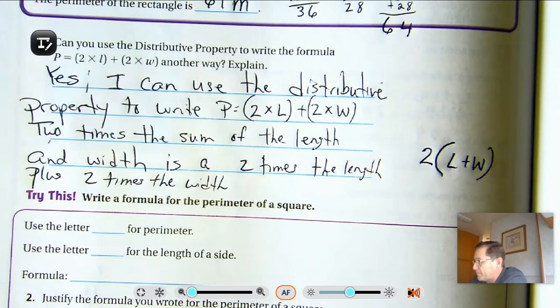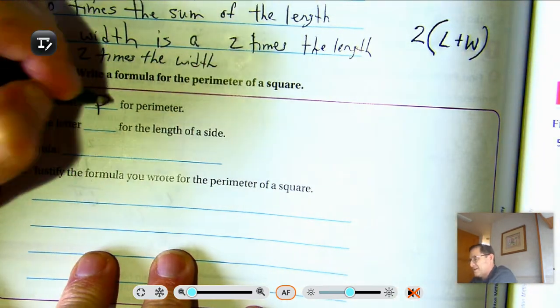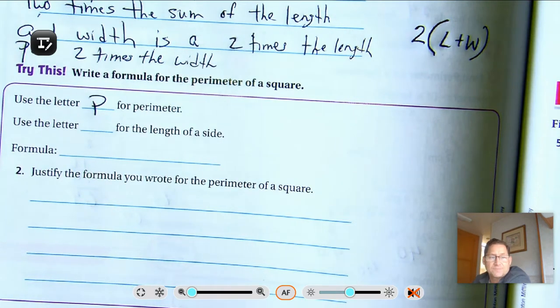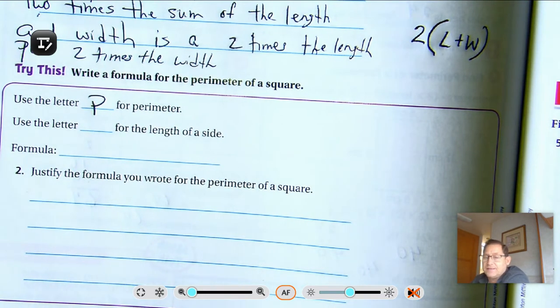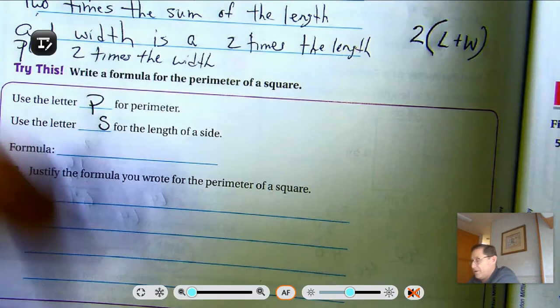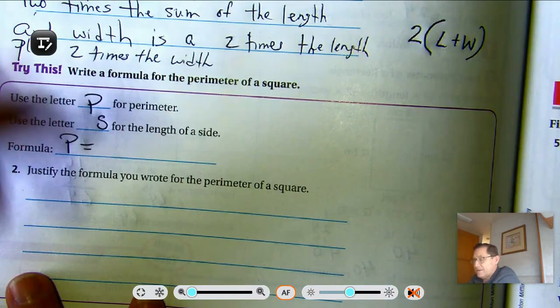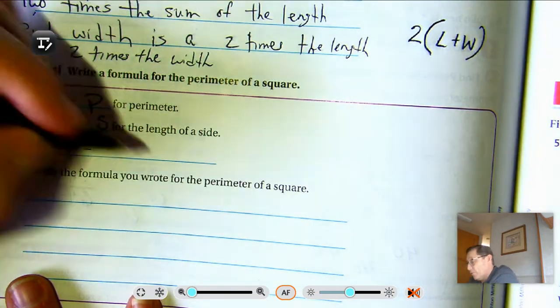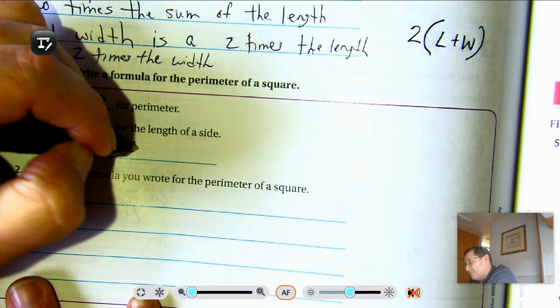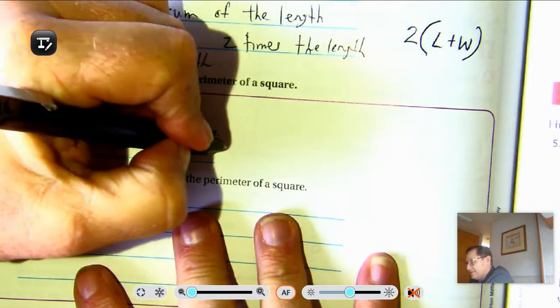Right, write a formula for the perimeter of a square. Well, what letter will we use for perimeter? P is the accepted letter. What letter can we use for the length of a side? Well, let's use S. So what's the formula? P, perimeter, equals, how many sides are in a square? 4. 4 times S. You might also see it written as this.